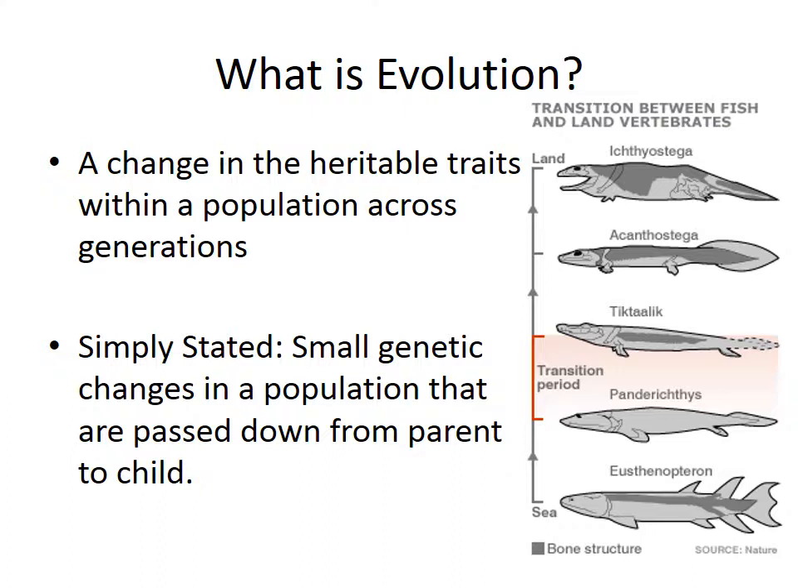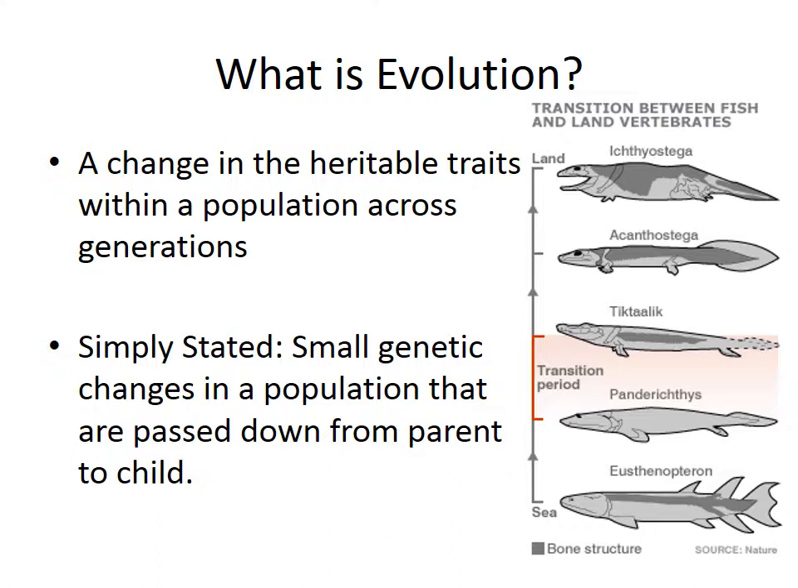A population is a segment of a species within a specific area. So you could say, for example, that ESUMS is a population of students, or ESUMS is a population of people. It's one group within a specific area. So to restate it in a different way, evolution is basically small genetic changes in a population that are passed down from parent to child.